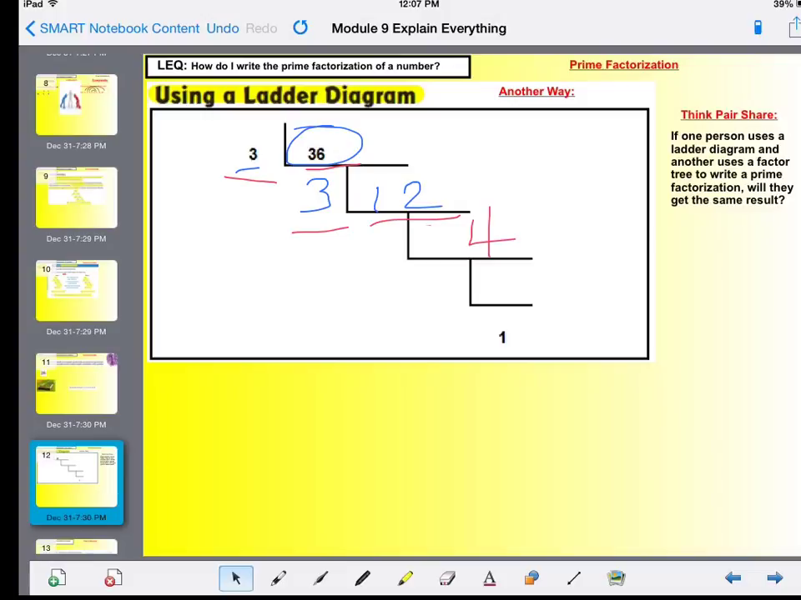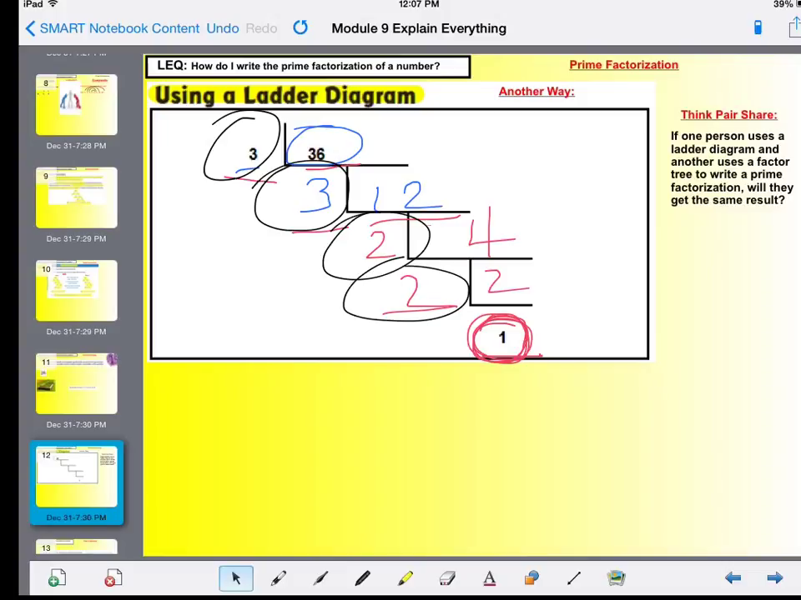And I'm thinking of a prime number that I can divide 4 by to get a whole number. So 4 divided by 2, and that will get me to 2. Now, if you notice, the ladder diagram always ends with a quotient of 1. So we need to think about what number, when I divide by 2, will give me 1, and the answer is 2. So all the numbers outside of this ladder diagram are your prime numbers, which means this is your prime factorization. So 3 times 3 times 2 times 2.